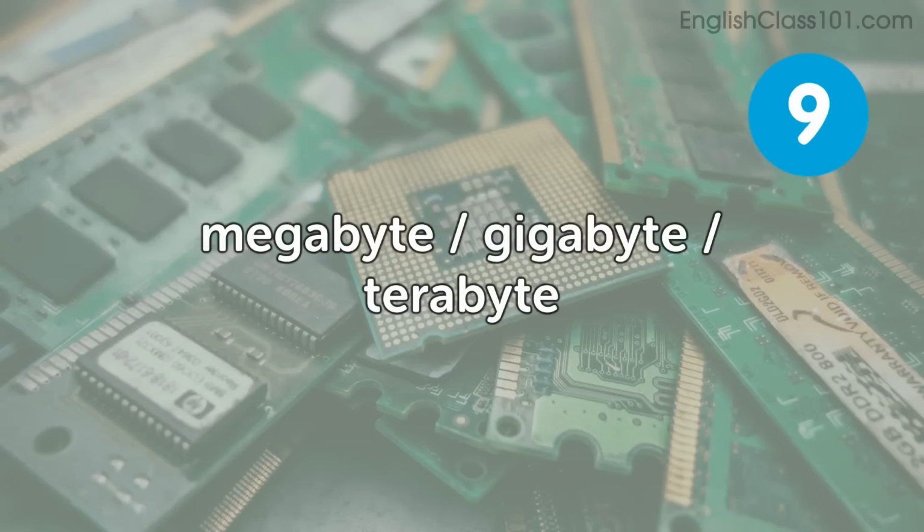Megabyte, gigabyte, terabyte. The next word is really 3 words. I have megabyte, gigabyte, and terabyte. These are different ways of measuring data. So megabyte is the smallest, gigabyte is the next, and terabyte is the largest in this list. So these are different ways of measuring our data. We could say, for example, my computer has 2 gigabytes of RAM.